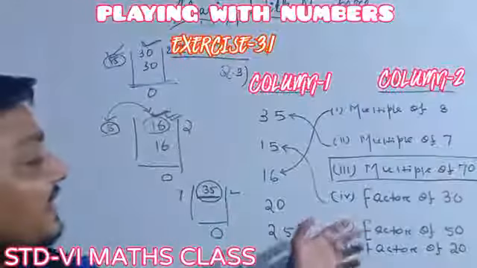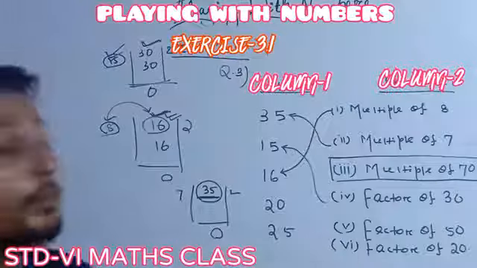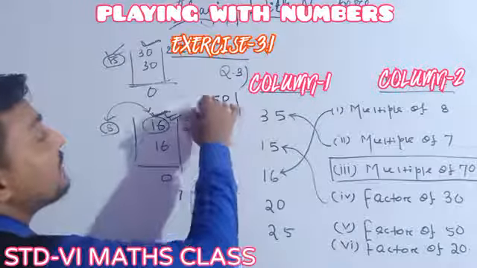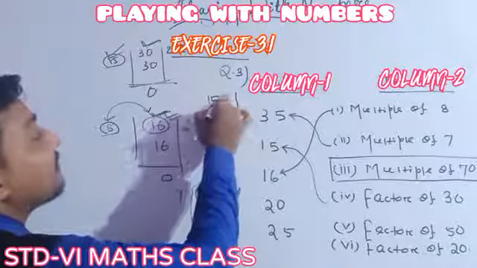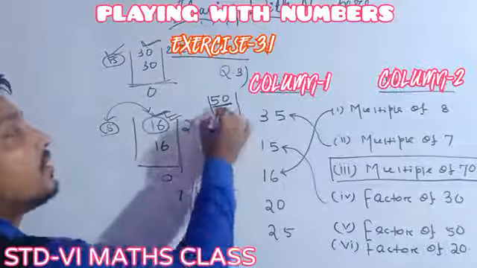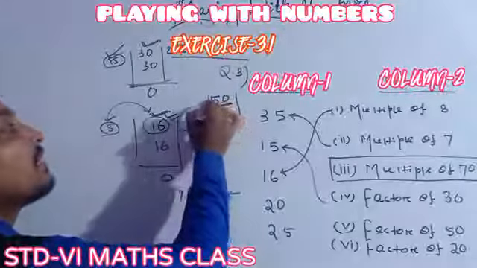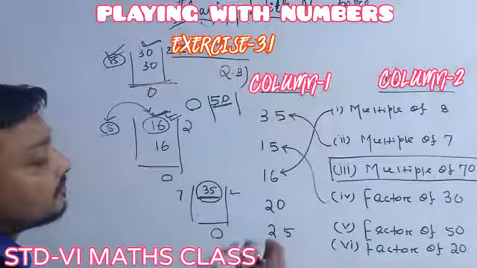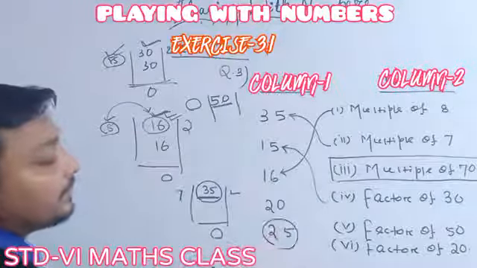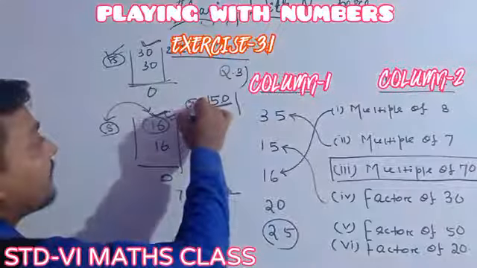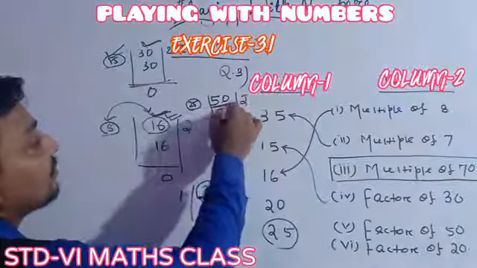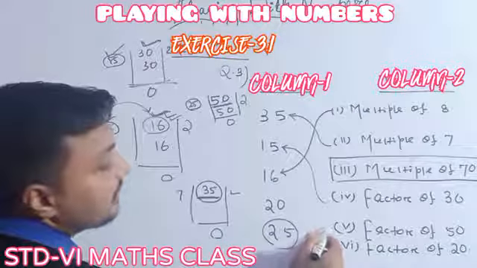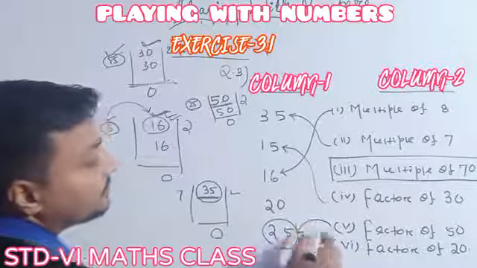Okay. Next one is given there, factor of 50. Factor of 50 means 50 is the multiple. So tell me, on the left side, which number can divide 50? See, this number can divide 50. So here 25 into 2 is equal to 50. So 25 is a factor of 50.